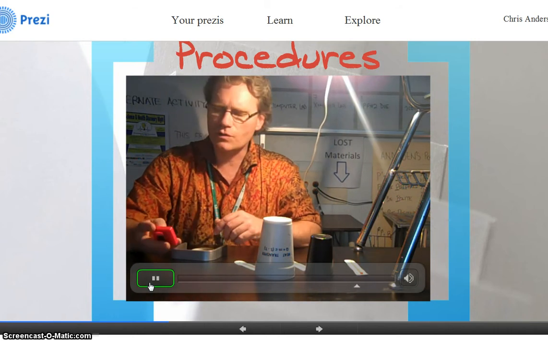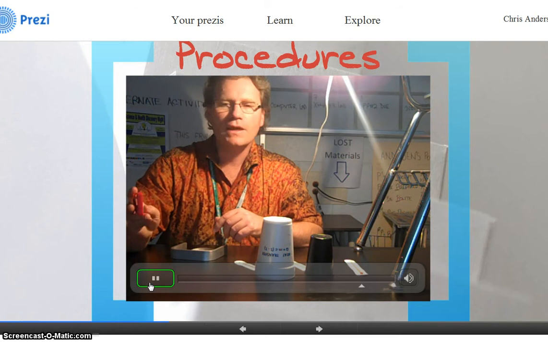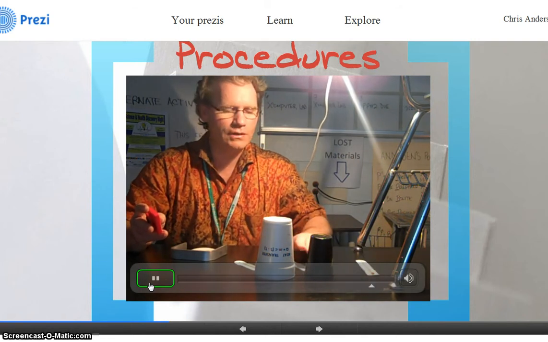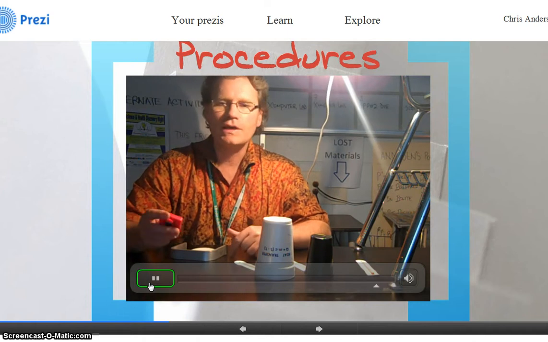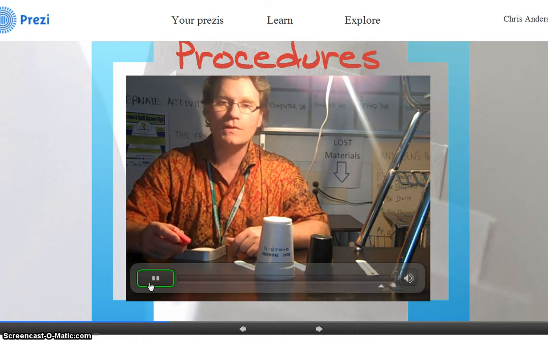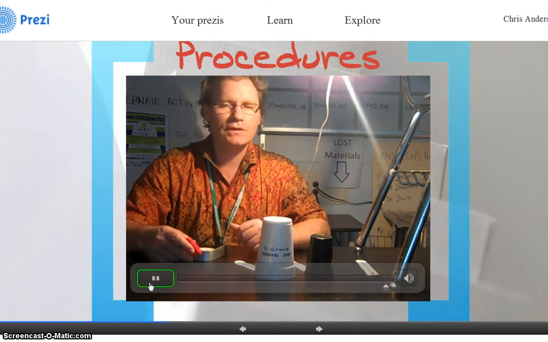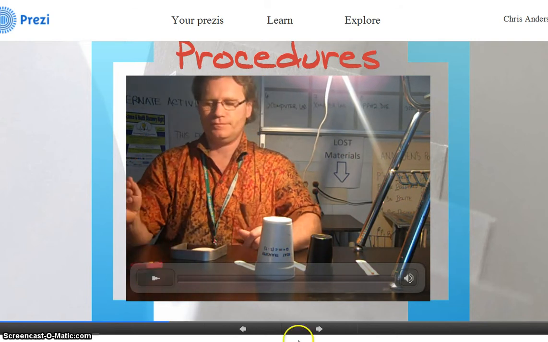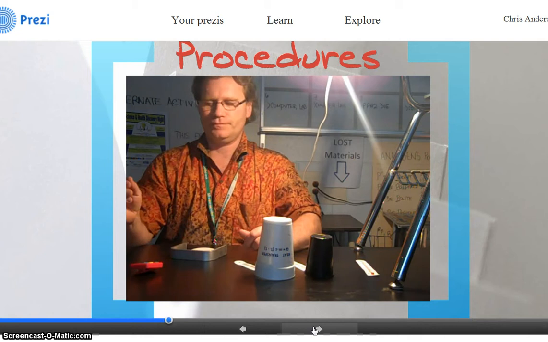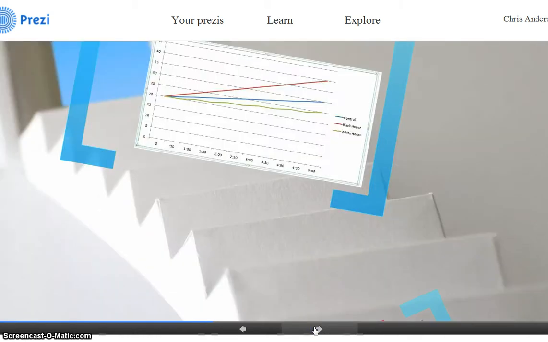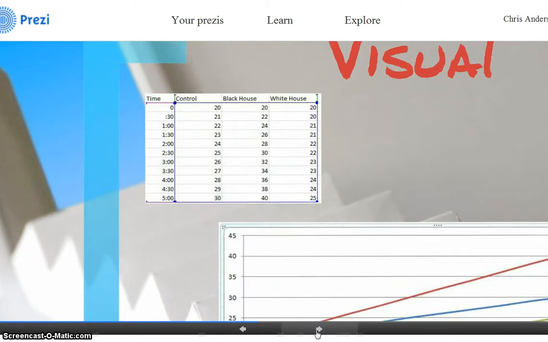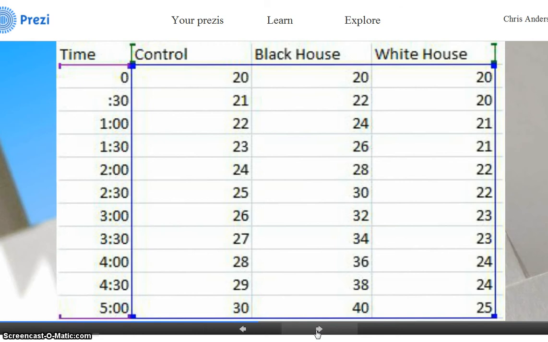And so we start our timer here, and we keep track of how the temperature changes, both in our control and our two variables, and then we can record that information as we go through time. And that is the materials and the setup for heating things up. So from there, our procedures are going to give us some data, and that's where we show our information in our visual section.